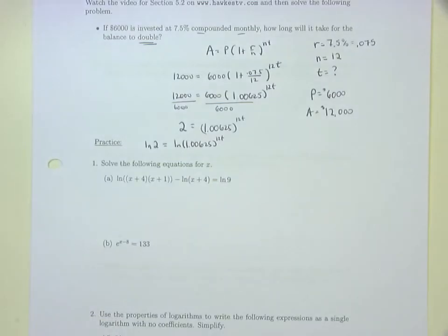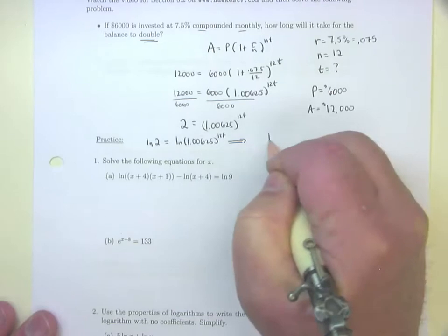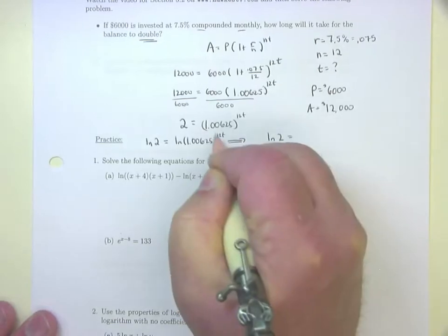But now, we're going to use our log properties. The reason you want to take a natural log is that, with your log properties, where do exponents go when you take the log of something? Property number 3: it goes in front of the log. So this will turn into the natural log of 2 is equal to the exponent goes out front.